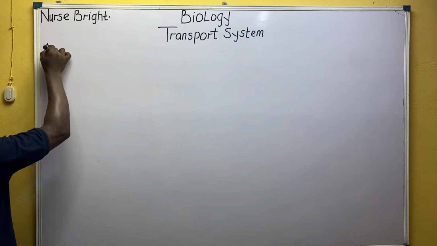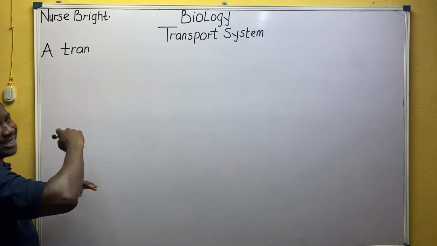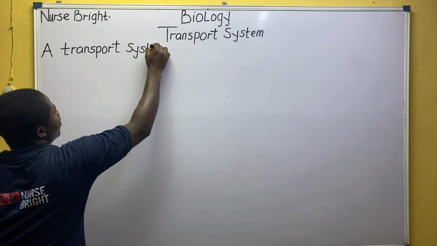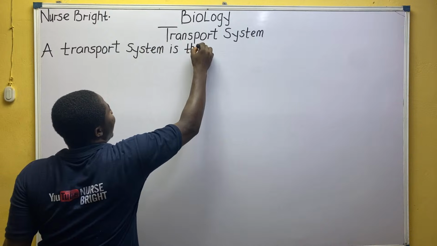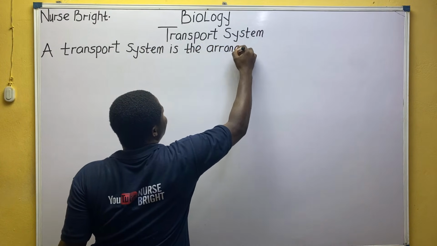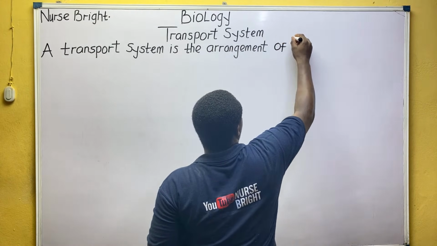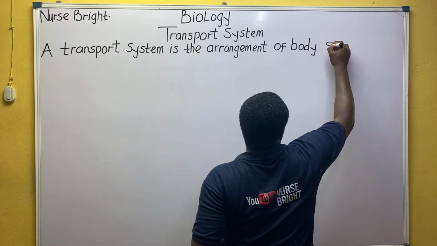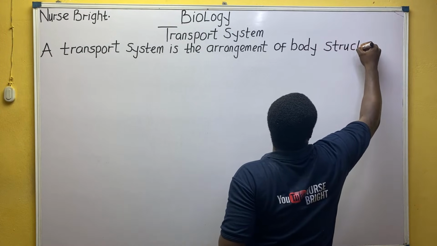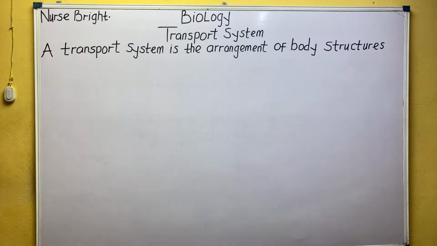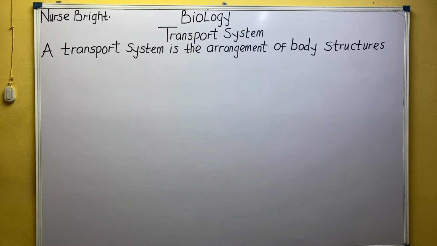So let's get to know what a transport system is all about. A transport system is the arrangement of body structures. Pay attention, guys. Not just the arrangement of body structures, it also deals with the processes that help these living organisms move important substances. So after the arrangement of body structures, it also deals with the processes that help living organisms move substances.